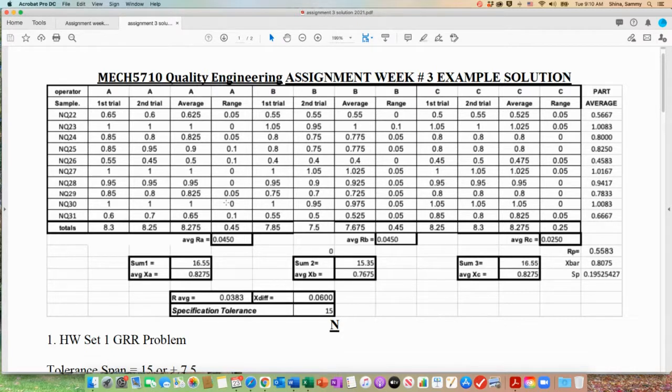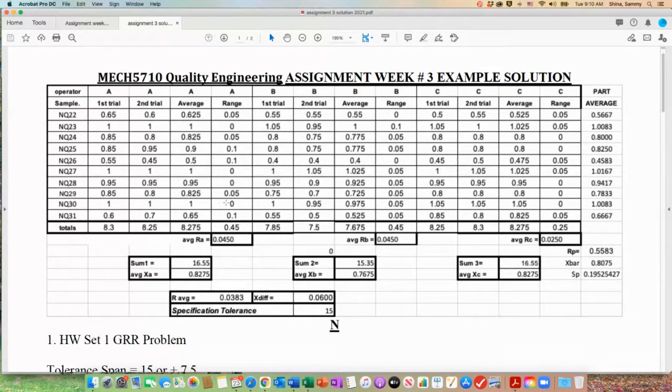So in this example that we did on week 3, we take 10 successive parts that come out of a production line, and we have 3 operators, and each operator measures the 10 parts. They all have to meet the same specs. Each operator measures the 10 parts 2 times. So there are 10 parts, 3 operators that measure each part 2 times. That would be a total of 60 measurements.